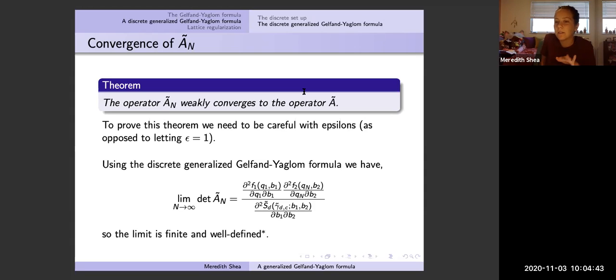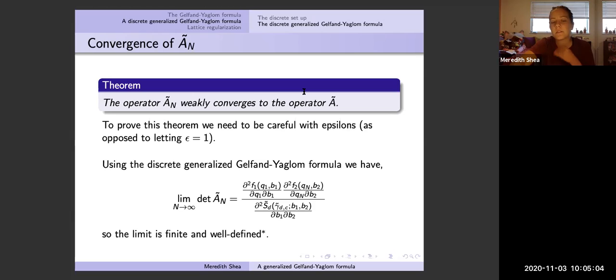Obviously, I say well-defined with an asterisk because there's this alternating sign that I've just tossed to the wind because I didn't want to deal with it, which is fine. You just have to pick your convention of what this sign is. But other than that, everything else is totally finite and well-defined. So there's no issues there.